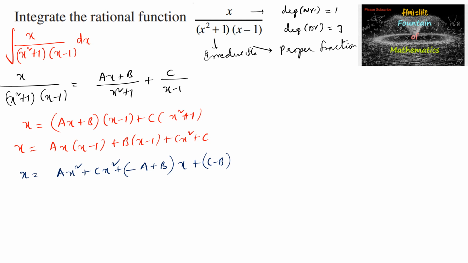Now comparing the coefficients on both the sides, we get coefficient of x square is 0, so a plus c is equal to 0. Coefficient of x is 1, so minus a plus b is equal to 1, and constant term is 0, so we can write c minus b is equal to 0.